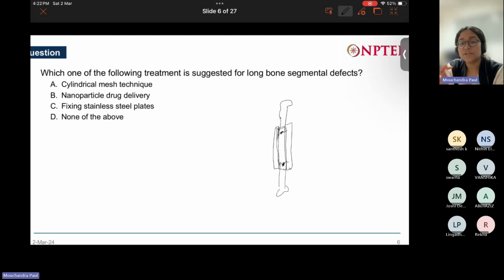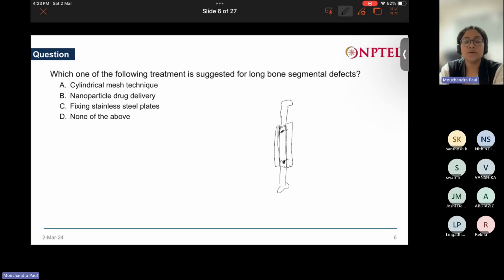So the cylindrical mesh is like a cage, into which some biocompatible ceramic materials like hydroxyapatite or allograft are put inside and packed and placed in between the two bone segments. Got it? Have you guys understood? Okay. So the correct answer is cylindrical mesh technique.